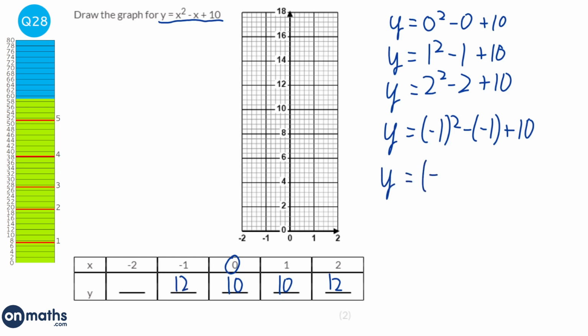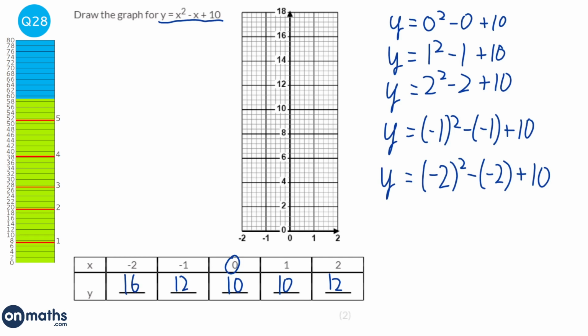And then we'll do the minus 2, so it'd be minus 2 squared minus 2 plus 10. So minus 2 squared is 4. The two minuses here make a plus, so it'd be plus 2, which would be 6, plus 10 will be 16. So we're going to plot these on our graph.